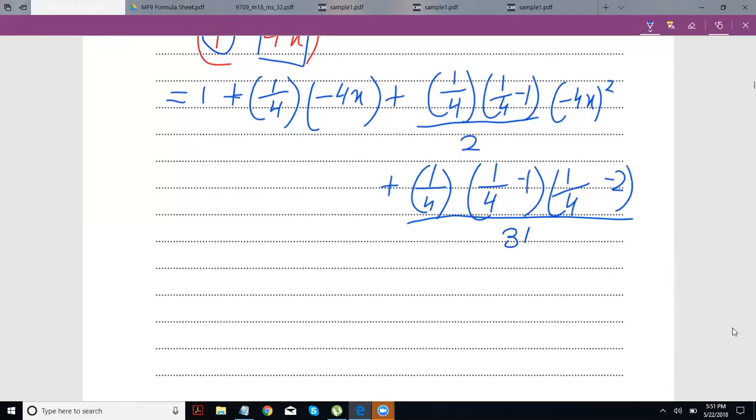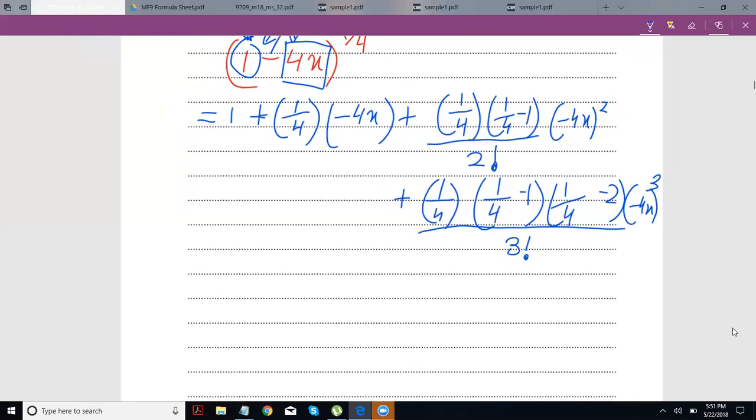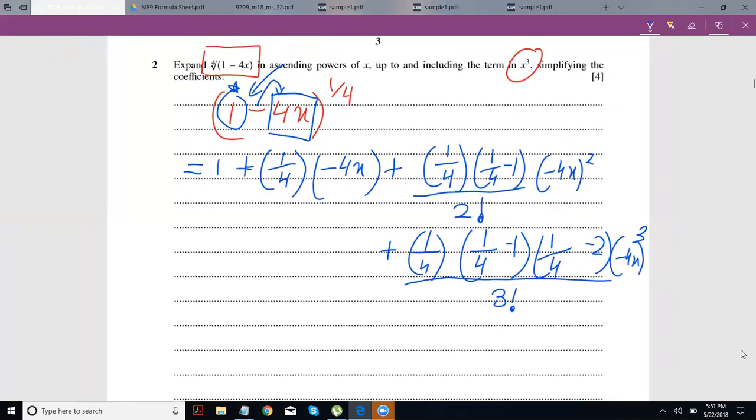Is it? Yeah, it's 3 factorial. So even above this was 2 factorial, but 2 factorial is simply 2. So I don't really care that much about that. And it will be minus 4x cubed, right? And all you have to do is simplify this a bit by putting this into your formula, you have to use your calculator a bit. So let me just do that.